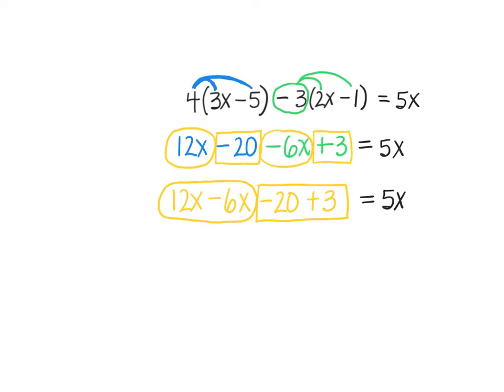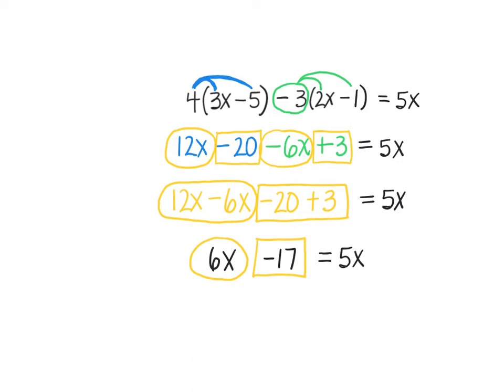At this point, I can fix up what I've got going on in these simplified terms that have been collected. So I can put together the 12x minus the 6x to give me 6x. And I can collect together the negative 20 and the positive 3 to get me negative 17. And again, I'm just copying down that 5x. There's nothing else that I can do with it until I get to my next line.